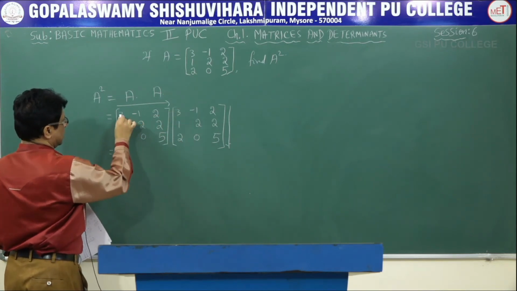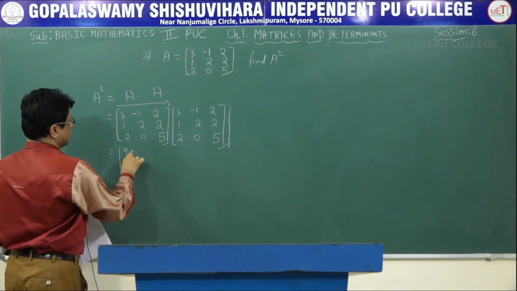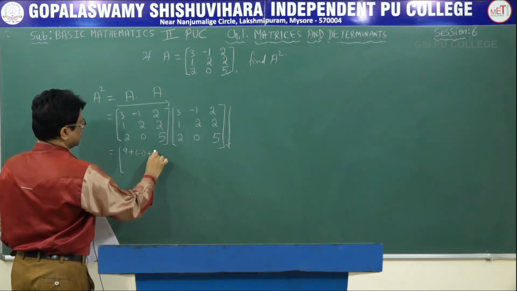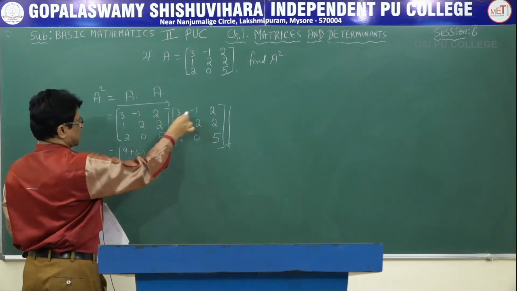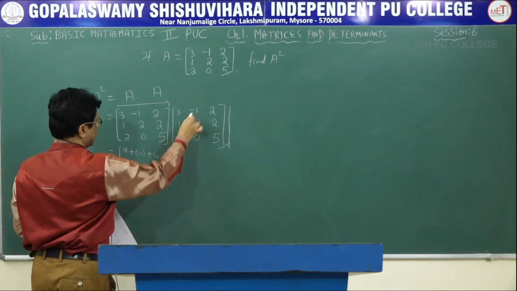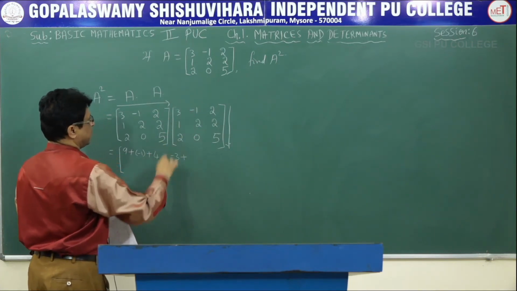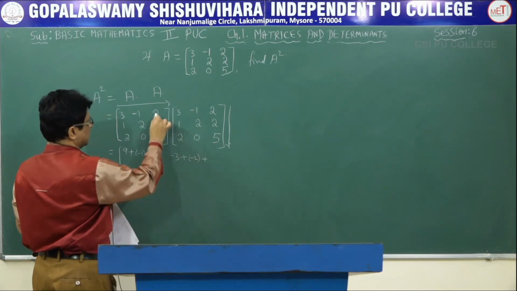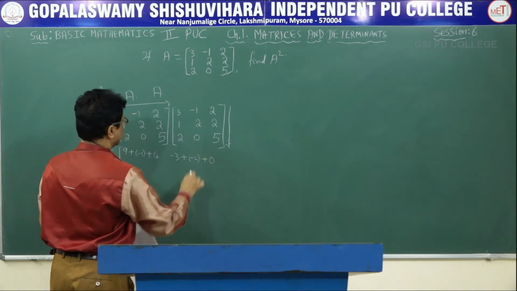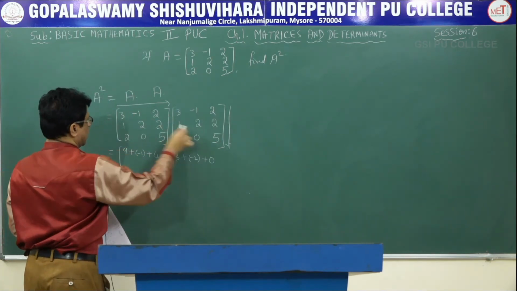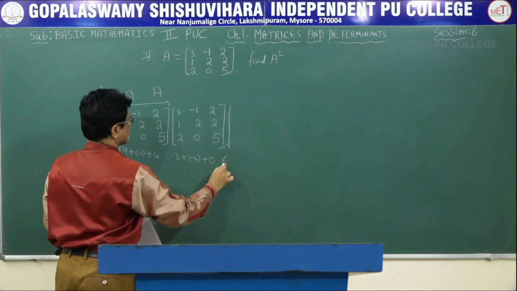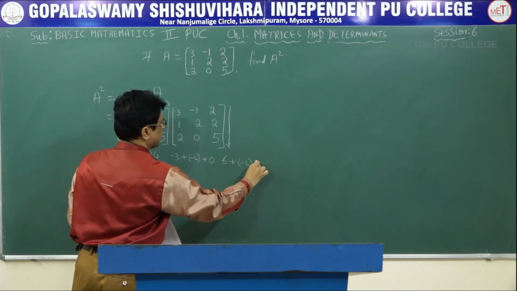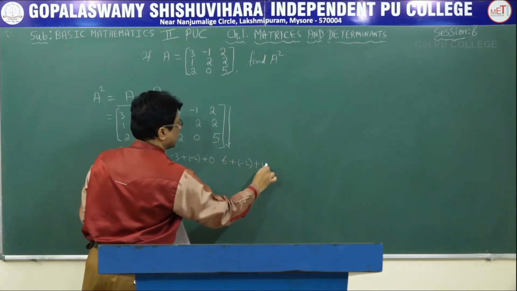First row into first column: 3 into 3, 9, plus minus 1 into 1, minus 1, plus 2 into 2, 4. Next, first row into second column: 3 into minus 1, minus 3, plus minus 1 into 2, minus 2, plus 2 into 0, 0. Next, first row third column: 3 into 2, 6, plus minus 1 into 2, minus 2, plus 2 into 5, 10.